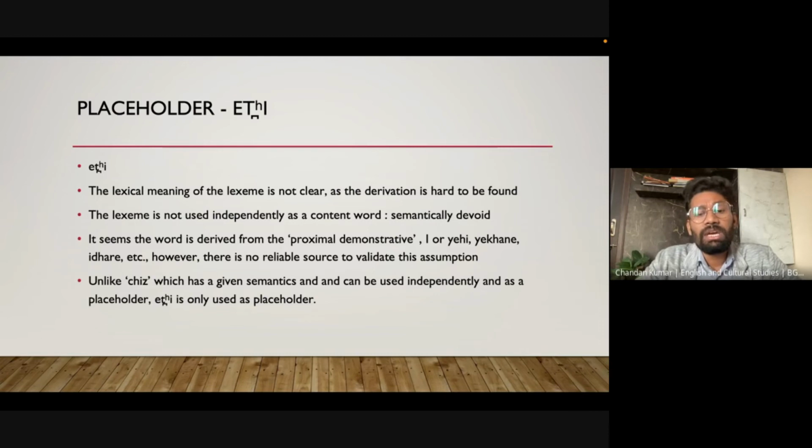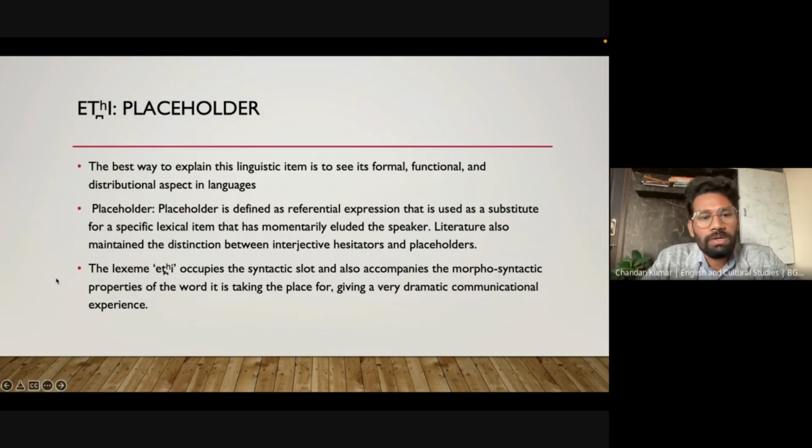I have no idea. But I have tried to find out its forms, semantics and distribution to understand what it has. Semantically, it is devoid, because, first, it is not used as an independent lexical item, so it does not have a semantic sort in that way. But it is used as a placeholder in most cases. So it occupies the syntactic slot and also accompanies the morphosyntactic properties of the word. It is taking the place, giving a very dramatic communicational experience in the particular pragmatic context.